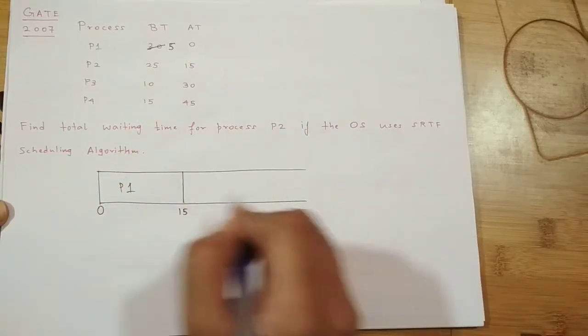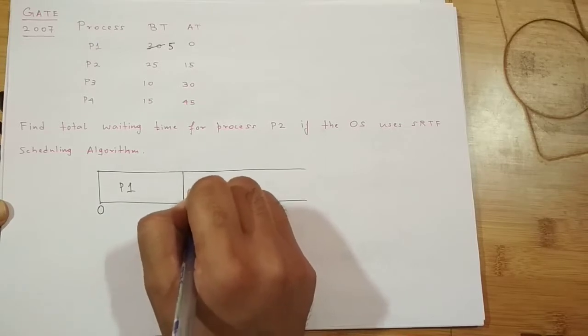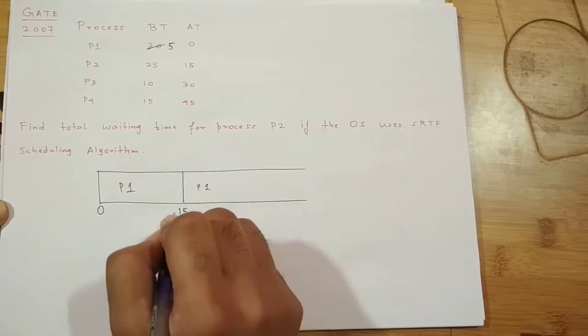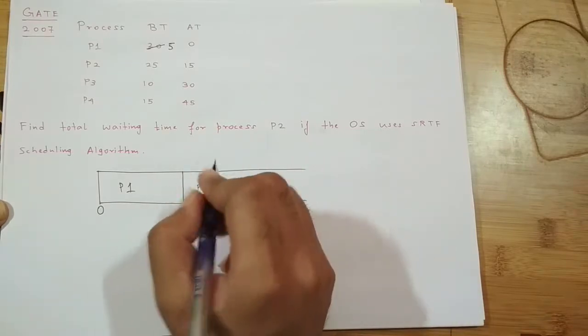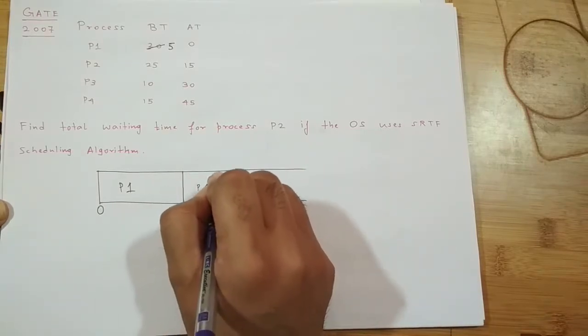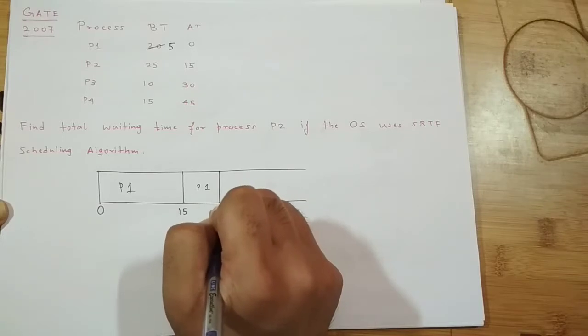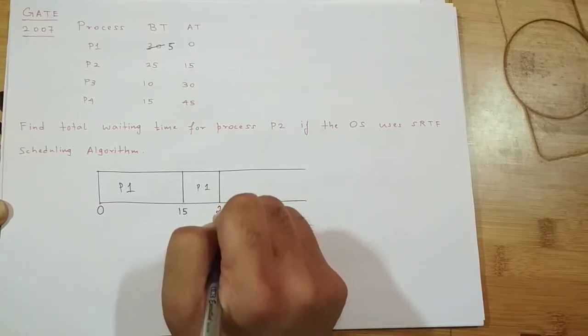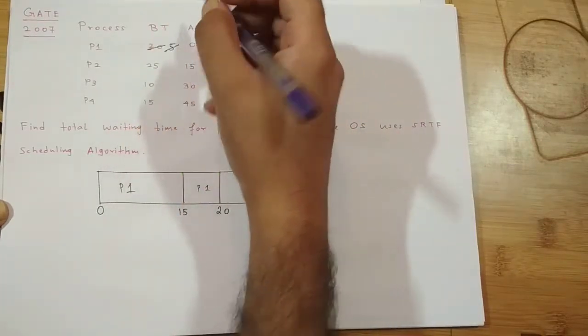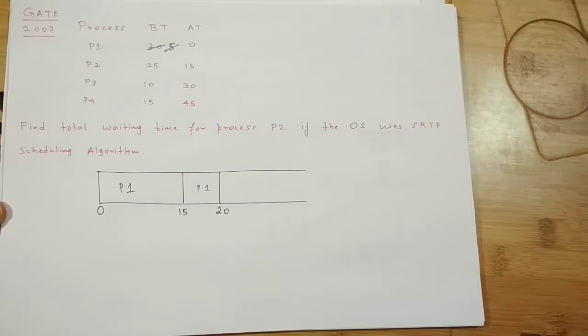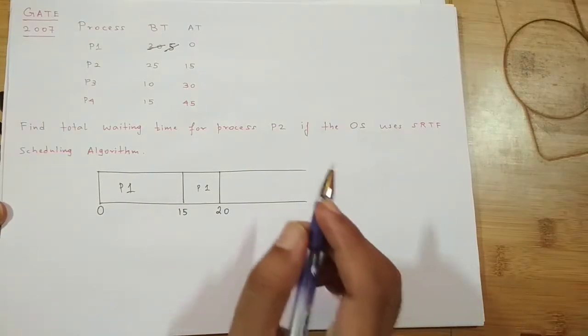That means P1 will continue executing with the CPU. It will not give up. I simply showed this break so that you can understand how things work in SRTF. P1 will never give up the CPU during its execution. So it will execute for 5 more units. As a result, we get time 20, after which it will finish its execution because 20 units of time have elapsed. Its burst time has elapsed and it will leave the system.